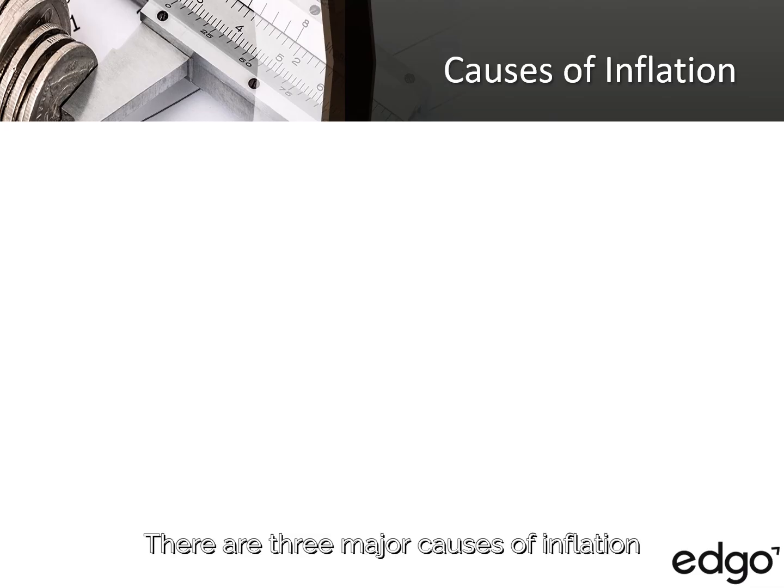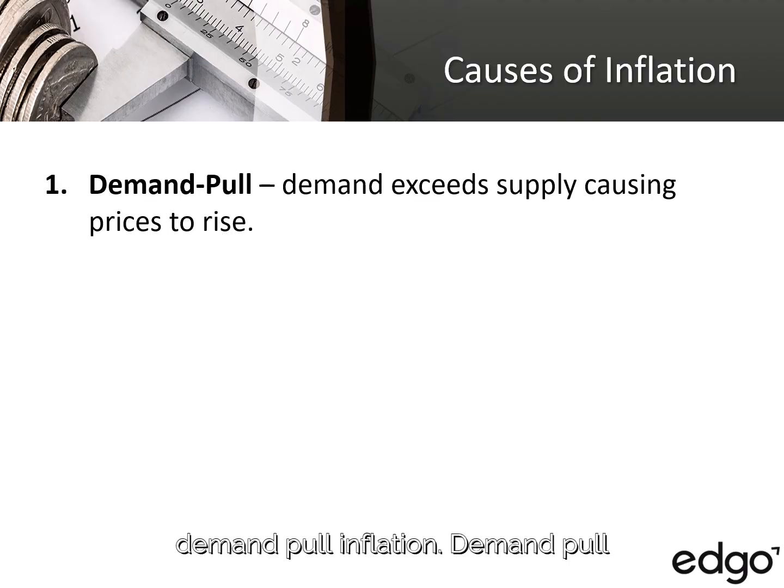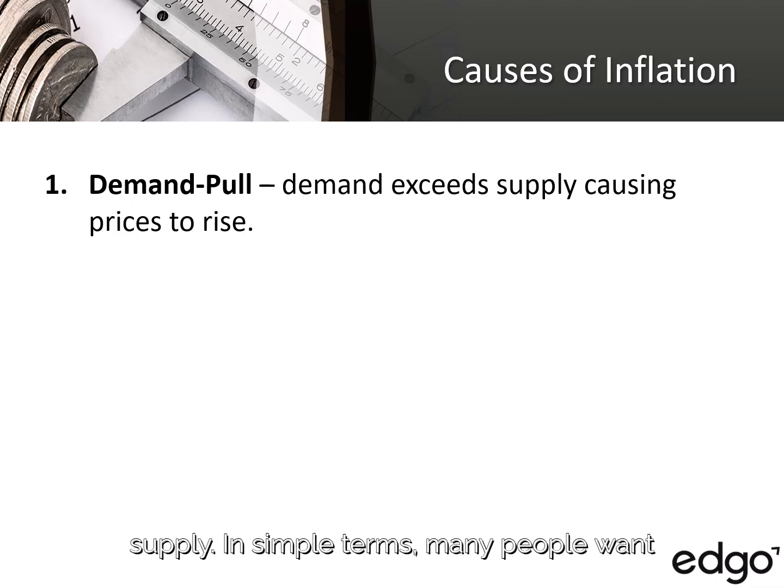There are three major causes of inflation discussed in this lesson. The first is demand-pull inflation. Demand-pull inflation happens when demand exceeds supply. In simple terms, many people want to buy a product, but the available supply is limited. This can cause prices to increase.